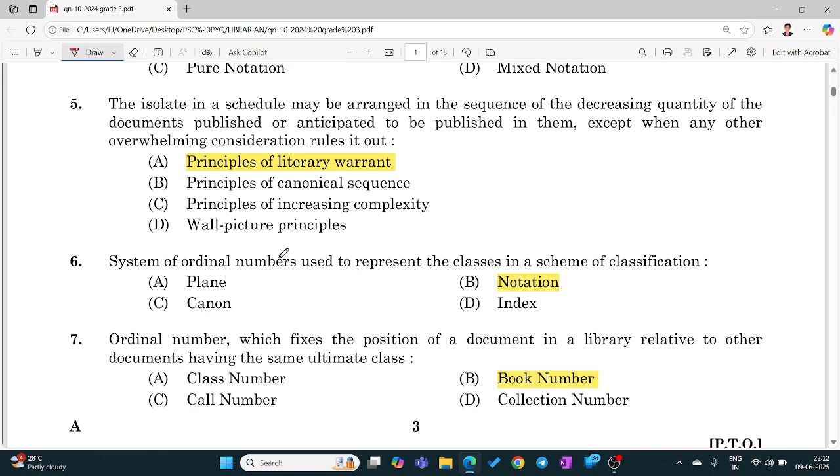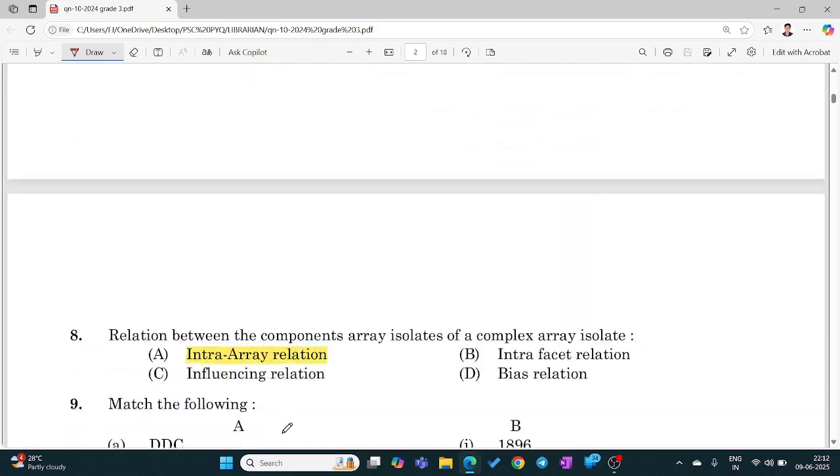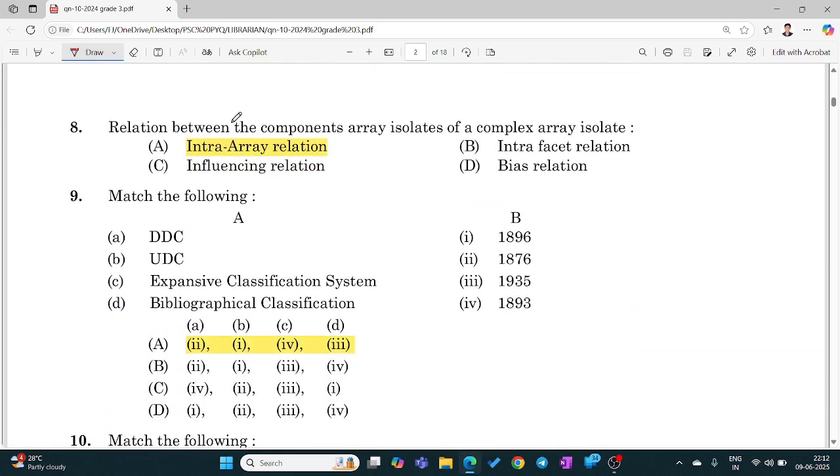A system of ordinal numbers used to represent the classes in a scheme of classification is called notation. The ordinal number which fixes the position of a document in a library relative to other documents having the same ultimate class is called book number. The relation between the component array isolates of a complex array isolate is called intra-array relation.